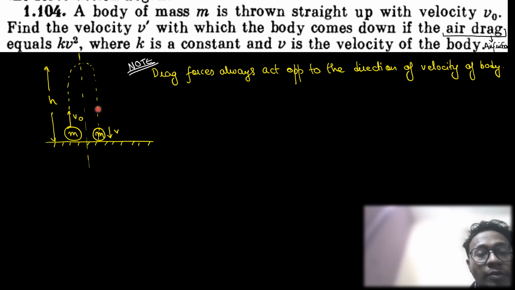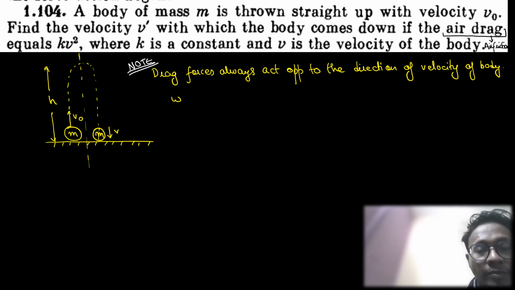But while coming down, the friction force, or air friction force, will be acting upward. Why? Because velocity is downward and gravity force would be acting downward. So while going up, air friction and gravity would both be acting downward. While coming down, gravity is acting downward while friction force is acting upward.